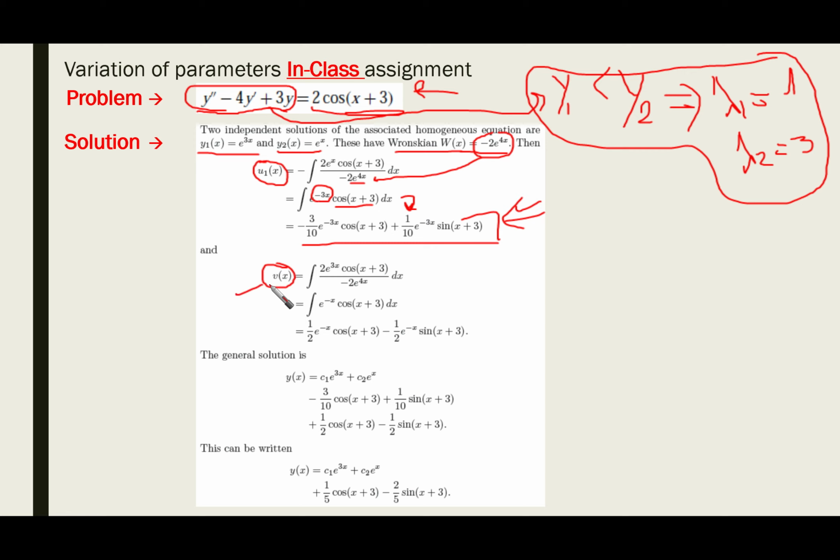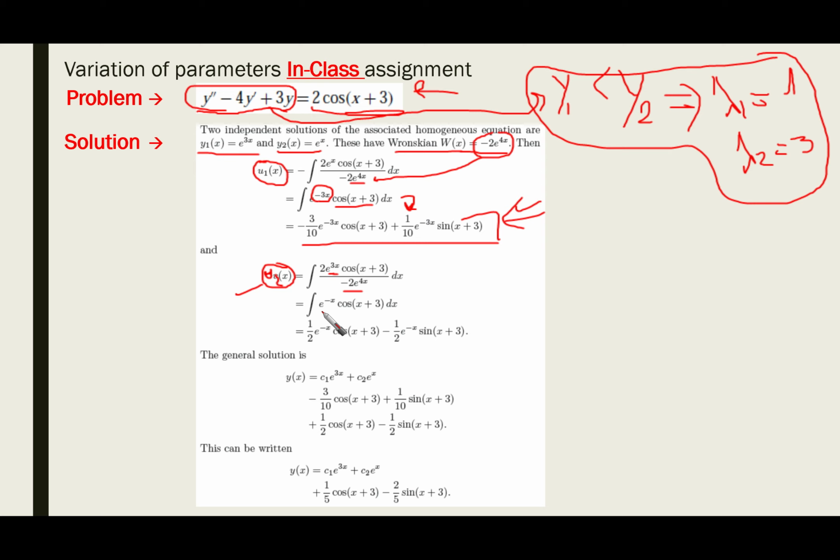For u2, I think this is supposedly to be u2. Okay, so the integration is going to be y1, which is e to 3x, times f of x, which is 2 times cosine x plus 3, over the Wronskian that we have done.